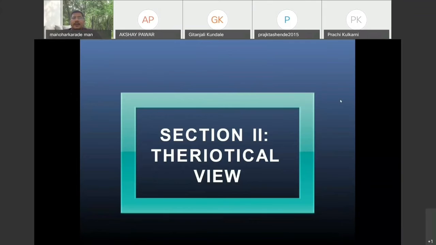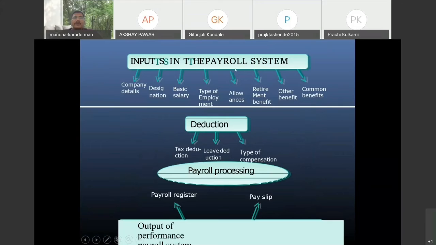Okay, so now we will look into certain theoretical perspectives of payroll management. If you look at the theoretical perspective, what are the inputs of the payroll system? What do we have to consider while creating a payroll system? Now we know all organizations have technology-based systems. So if you want to prepare a payroll system, you need to know the company detail, designations, basic salaries, then the type of employment, whether they are permanent, temporary, contractual basis, or seasonal, that we need to know.